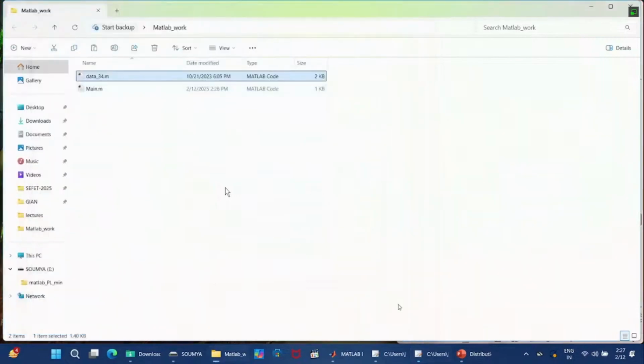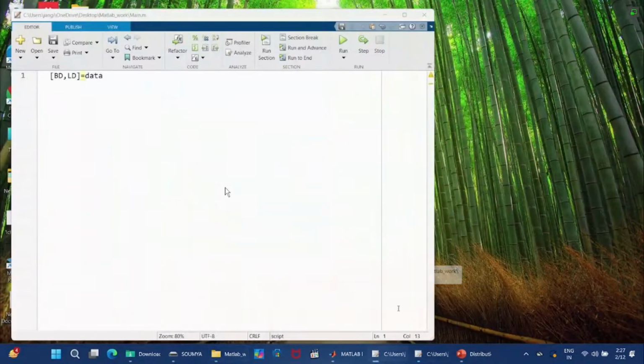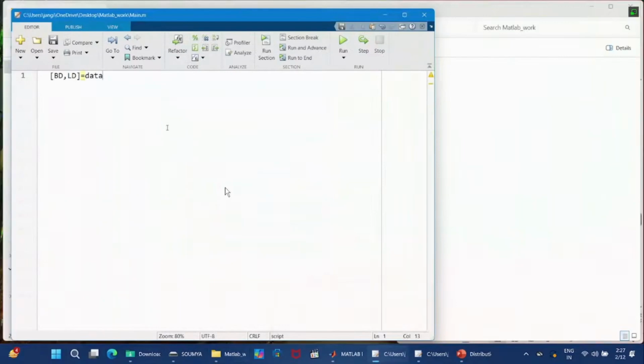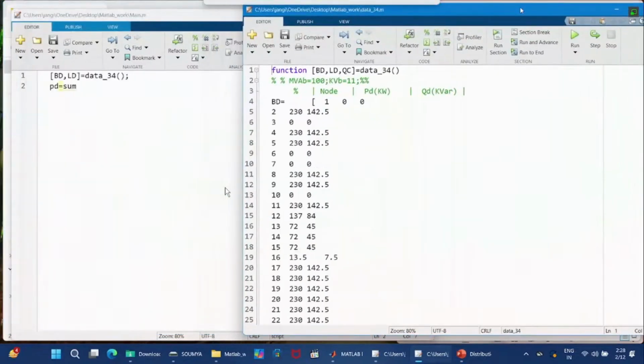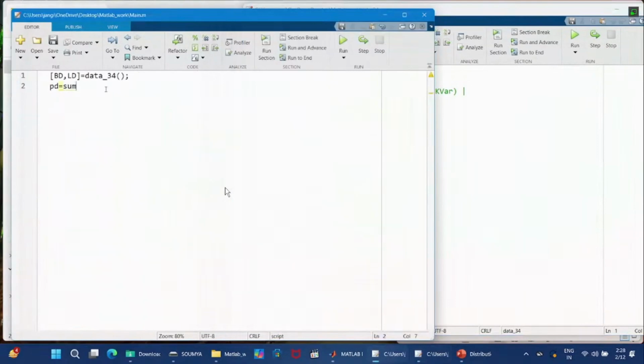So we'll save this one as data34. Now, if I want to see the total bus data, the total active power demand, we can calculate it. We sum all of the active power demands, and we can calculate the total active power demand there. So just write it this way.